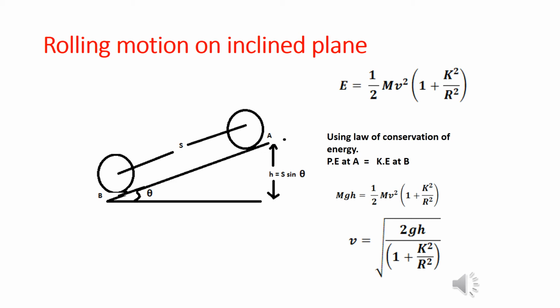Using the law of conservation of energy, potential energy at point A is equal to kinetic energy at point B. Therefore, potential energy at point A is mgh and the kinetic energy that will be attained by the body at point B is half mv square times (1 plus k square by r square). Doing the mathematical work, we get v is equal to under root of 2gh divided by (1 plus k square by r square).